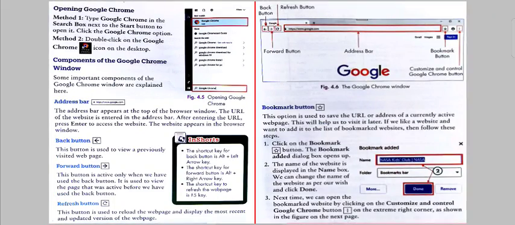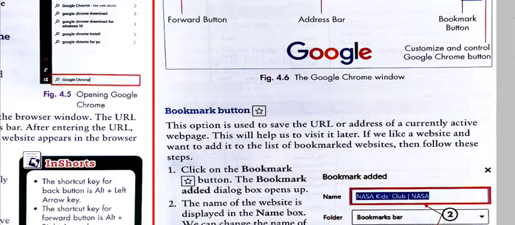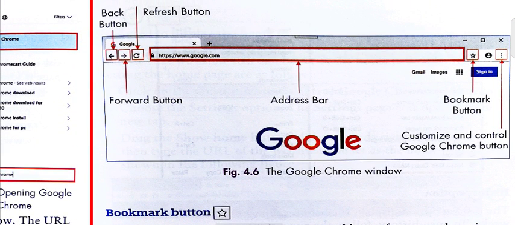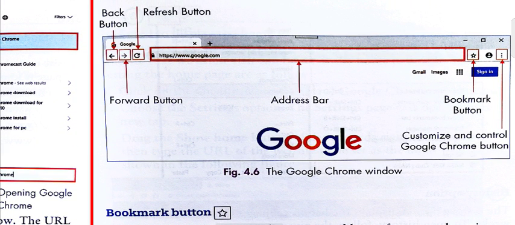Next is components of Google Chrome. There are different types of components like the address bar, back button, forward button, refresh button, bookmark, etc. Now I am going to discuss the components of the Google Chrome window. So this is the Google Chrome window. When you open the Google Chrome web browser, this window will open.